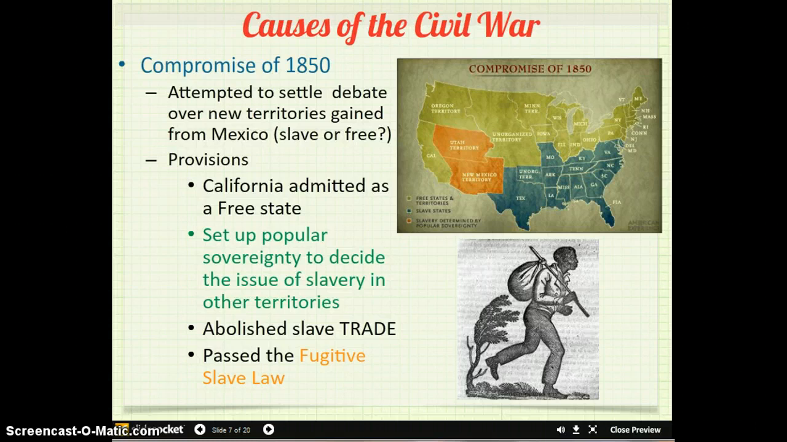First, California was admitted as a free state, but it set up popular sovereignty to decide the issue of slavery in other territories. Now, popular sovereignty was the idea that the people should choose whether or not their state would be slave or free. This compromise also abolished the slave trade, not slavery itself, but trade. It also passed the fugitive slave law in an attempt to appease the South.